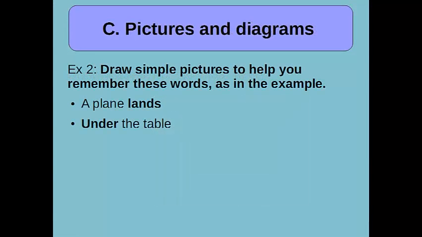This is the second exercise of the lesson. I want you to draw pictures to help you remember these words, as in the example. As always, stop the video, do the exercise, and carry on watching after it.